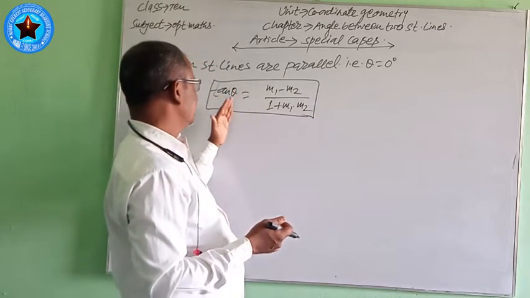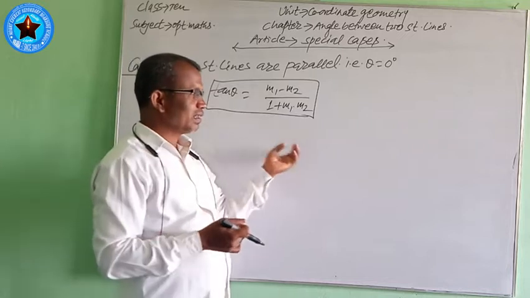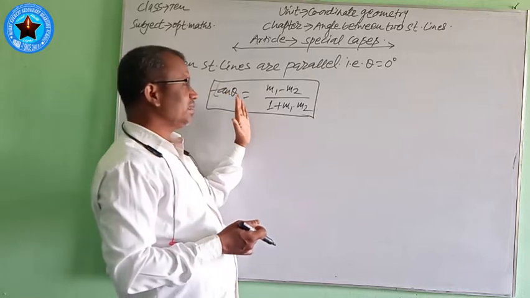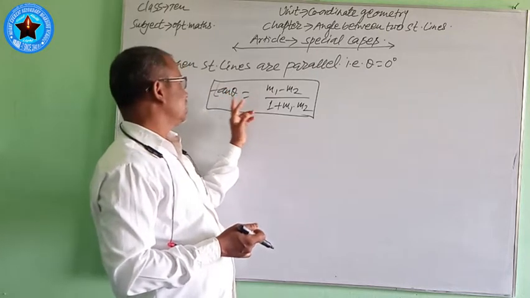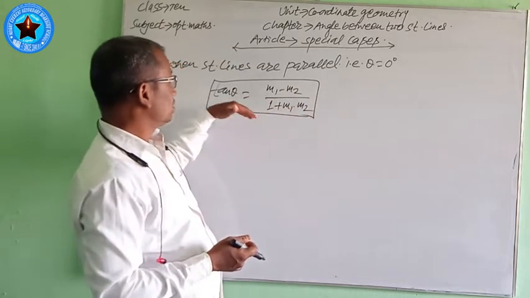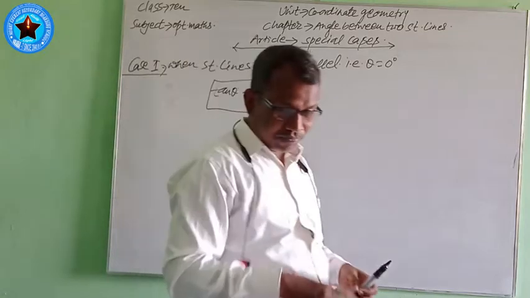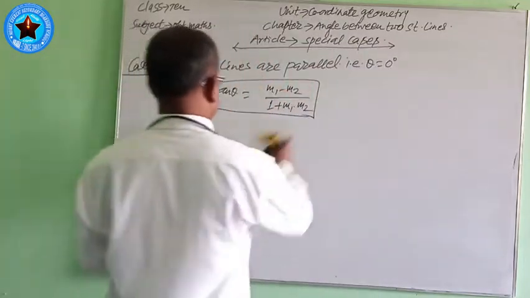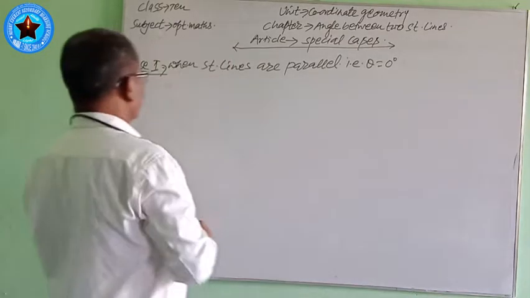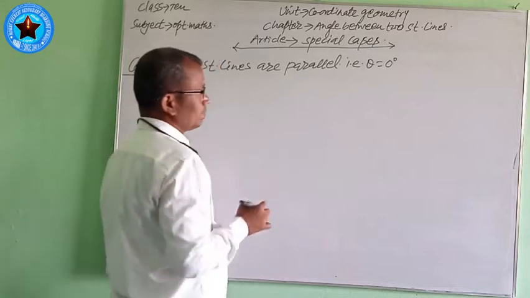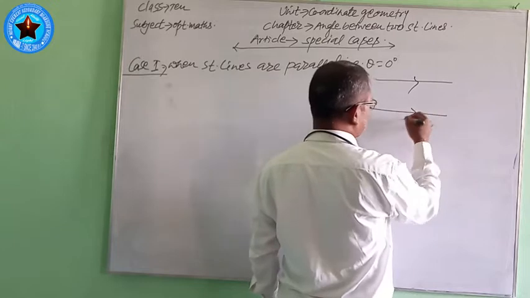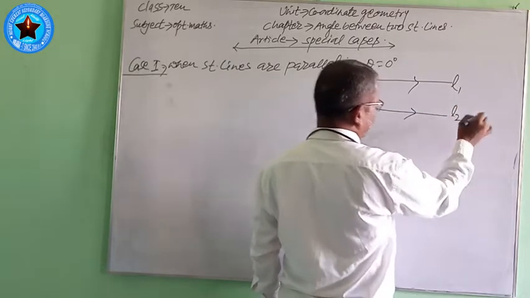To know the nature of the straight lines without finding angles, we can find the nature just using this tan theta equals (m1 minus m2) by (1 plus m1 into m2), and for this we can have a case. The first case is when the straight lines are parallel, means when these two straight lines are parallel. Suppose that L1 and L2 are parallel to each other.